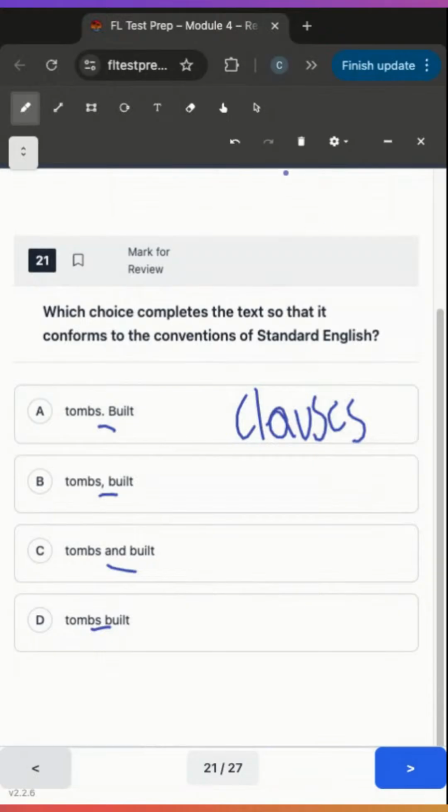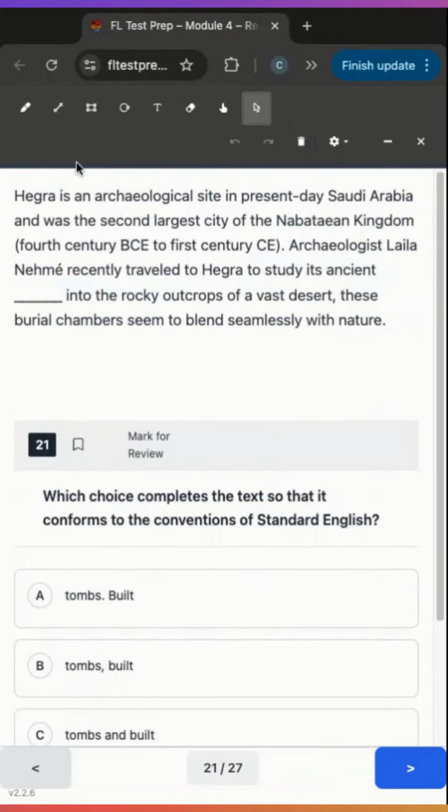So let's take a look. I know "tombs" is going to go with the first clause because it's before the punctuation, and "built" is going to come after. "Archaeologists named it recently traveled to Hegra to study its ancient tombs." I can tell this is an independent clause. It's a full sentence. "Built into the rocky outcrops of a vast desert, these burial chambers seem to blend seamlessly with nature." That is also a full sentence, so two independent clauses.